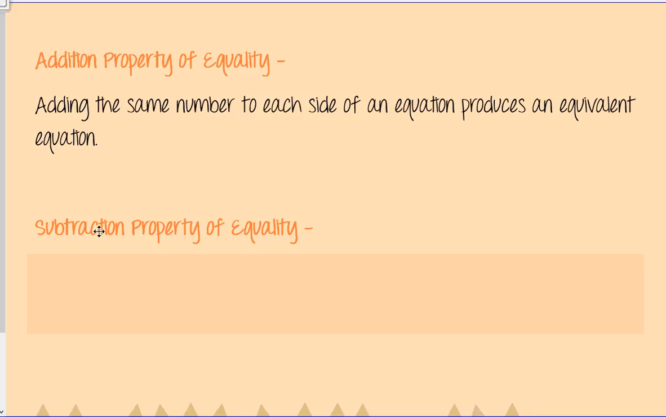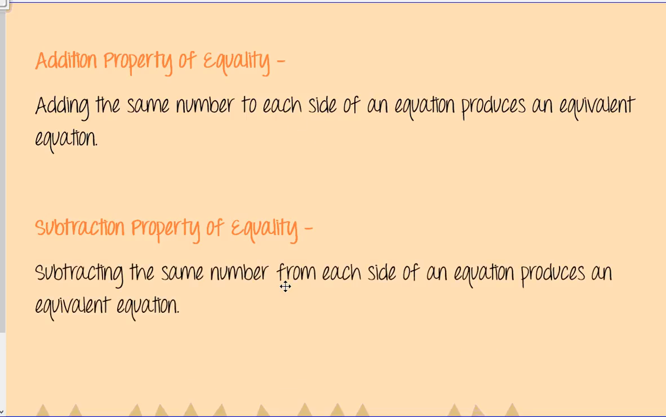All right, the subtraction property of equality, you may have guessed it, pretty much states the exact same thing, except that instead of adding something to both sides, it states that subtracting the same number from each side of an equation produces an equivalent equation. So if you were to subtract 5 from one side, you would have to do it to the other side.